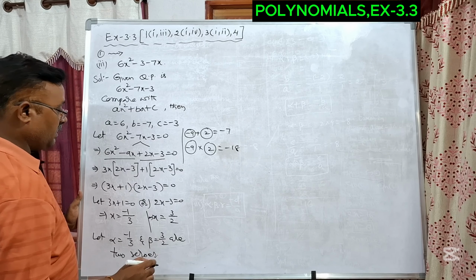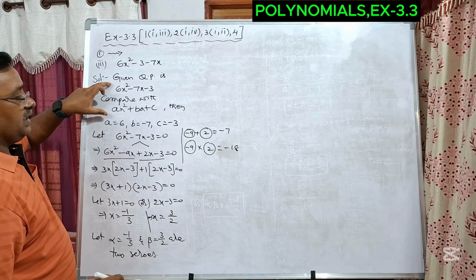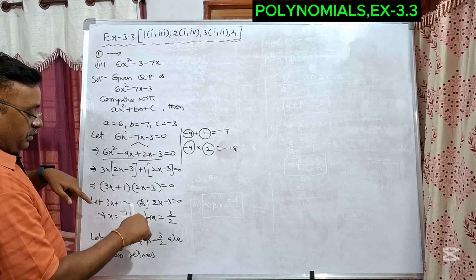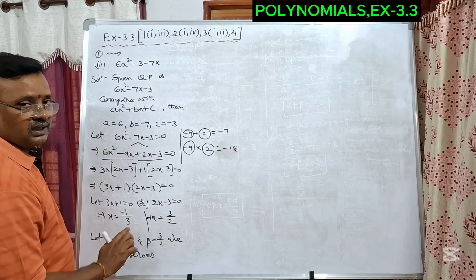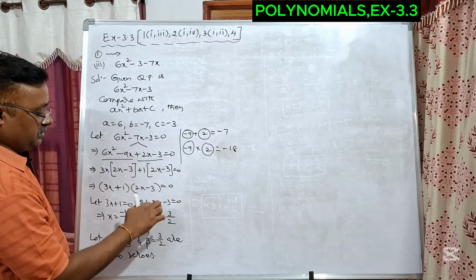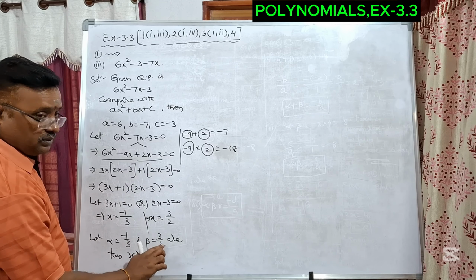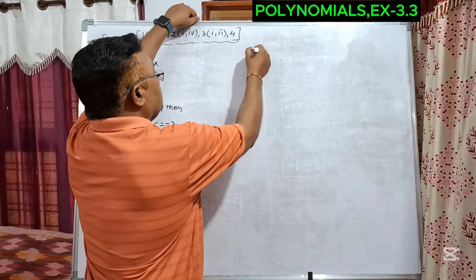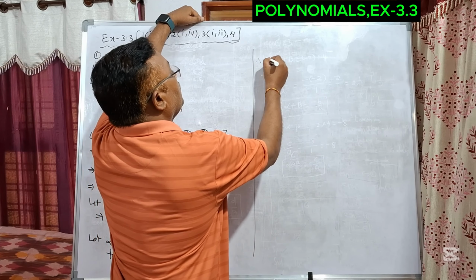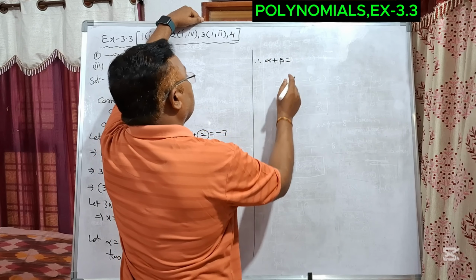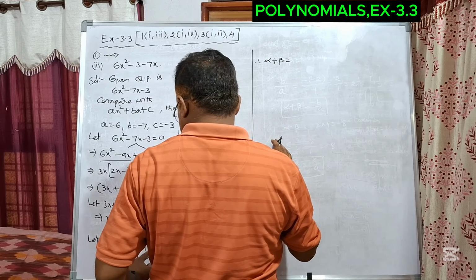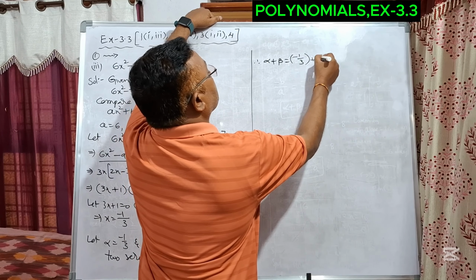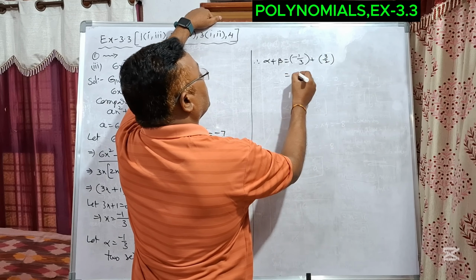Two zeros. Okay? So from the comparison after rearrangement, we got the coefficient values. By the factorization process, we got two possible critical values of x according to this equation form. So consider those two values as the two zeros, alpha and beta. Now check the relation between them. As I already told you, alpha plus beta is equal to minus 1 by 3 plus 3 by 2. This is the calculation.